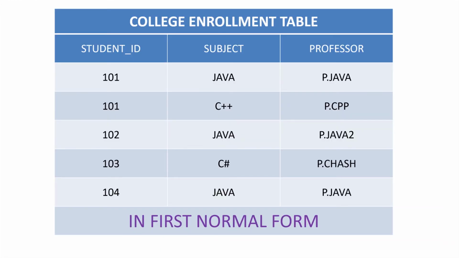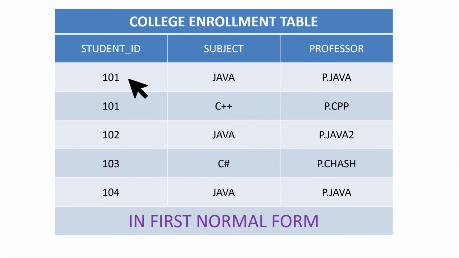Now let us understand all these concepts with one example. Take the relation called college enrollment table. We have three attributes over here. First let us see how many normal forms this table satisfies. First, let us consider the first normal form. You can see the student ID, subject and professor. This relation has three columns and all three columns have unique names. So one condition is satisfied.